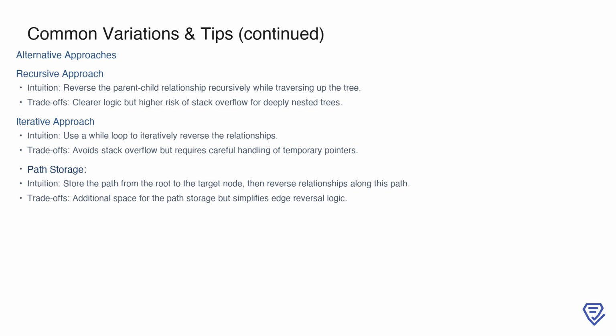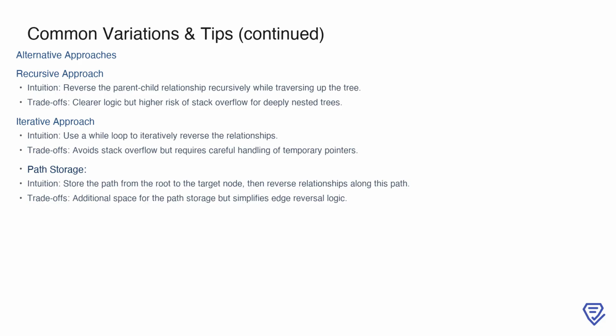There are several alternative approaches you can use to solve this problem, each with its own advantages and trade-offs. The recursive approach involves reversing the parent-child relationship while traversing up the tree. This method offers clear and concise logic but comes with the risk of stack overflow, especially for deeply nested trees. On the other hand, the iterative approach uses a while loop to reverse the relationships. While this method avoids the risk of stack overflow, it requires careful handling of temporary pointers to ensure correctness.